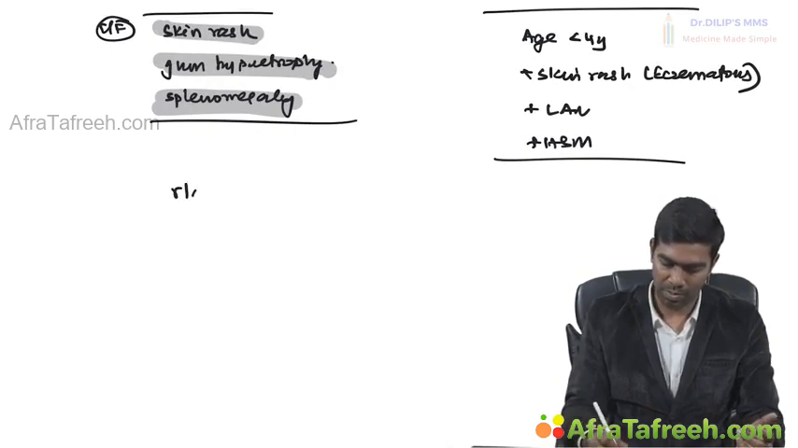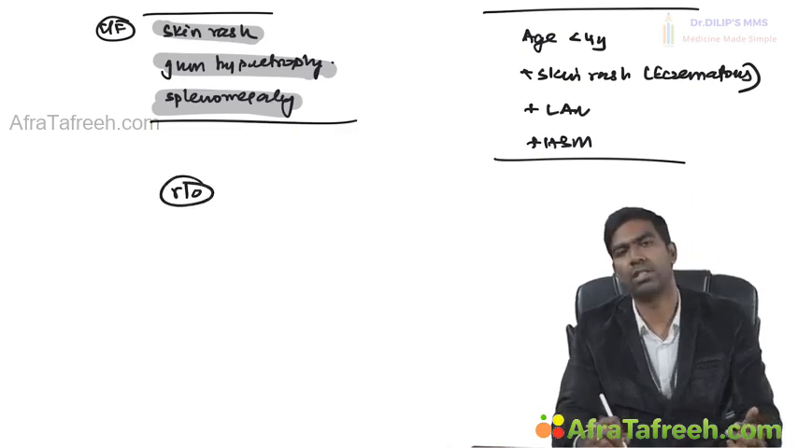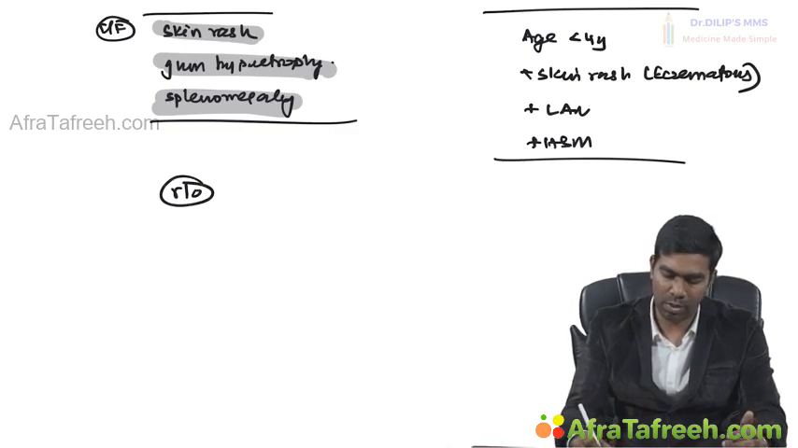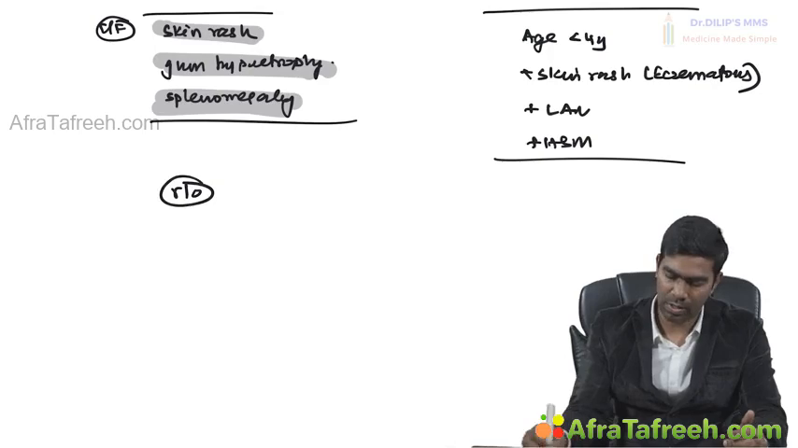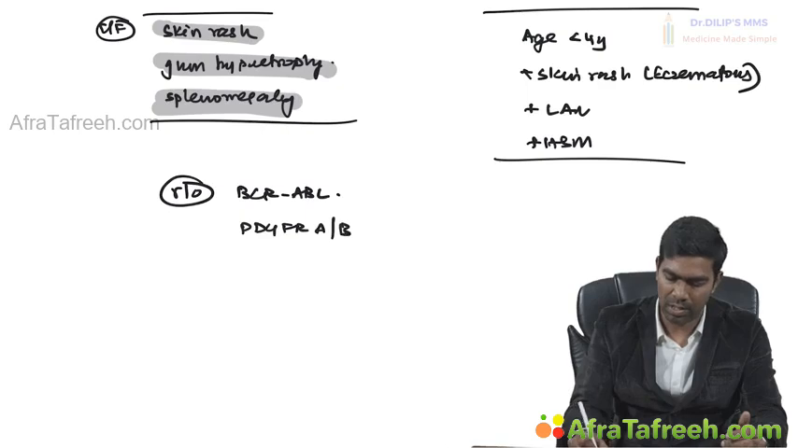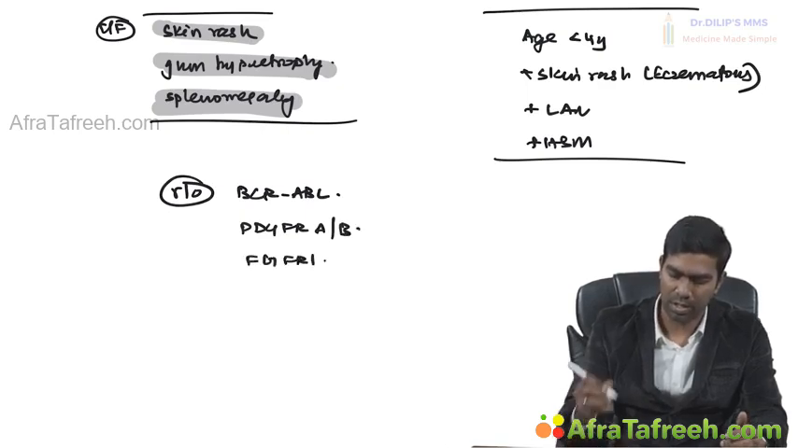Here remember, before confirming it's CMML, you have to rule out certain conditions like CML, which means you have to rule out the BCR-ABL translocation. You have to rule out PDGFR A and B translocations, and you have to rule out FGFR1 translocations.